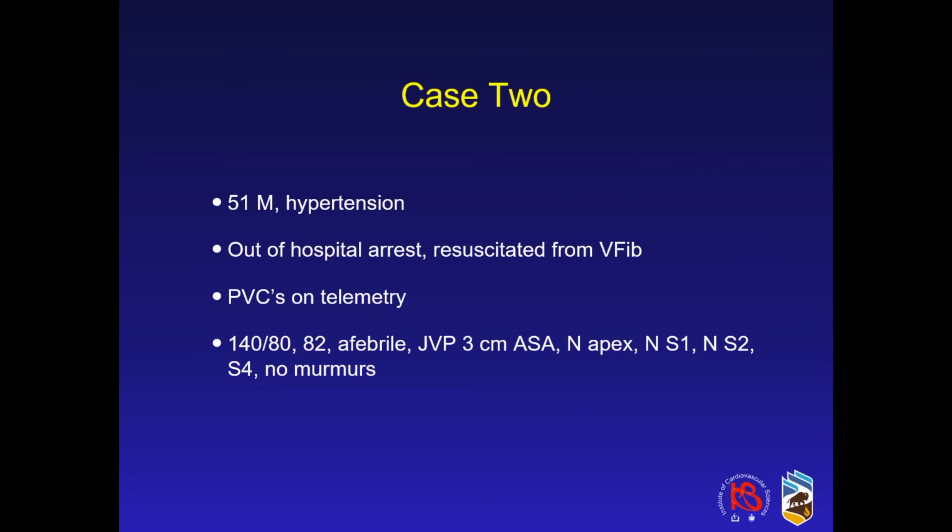In the second case, we have a 51-year-old gentleman who has a past history significant for hypertension. He has a witnessed out-of-hospital cardiac arrest and is resuscitated from ventricular fibrillation in the field. En route to the hospital and on telemetry, there's evidence of significant PVCs. On examination, his blood pressure is 140/80 in the left arm with a heart rate that's 82 and regular. His JVP is normal. He has a normal first and second heart sound with a diastolic fourth heart sound, and he has no cardiac murmurs.